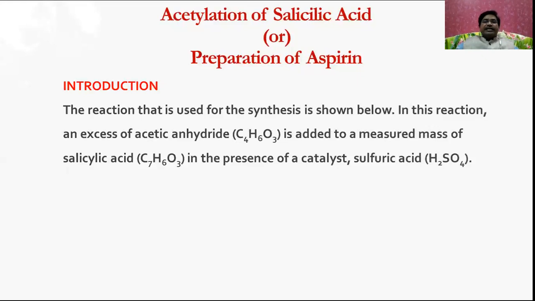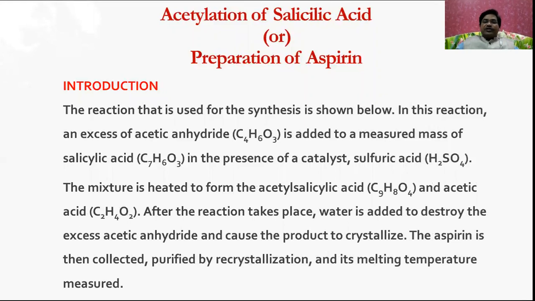In this reaction, an excess of acetic anhydride is added to a measured mass of salicylic acid in the presence of a catalyst, in general sulfuric acid. The mixture is heated to form acetyl salicylic acid and acetic acid. After the reaction takes place, water is added to destroy the excess acetic anhydride and cause the product to crystallize. The aspirin is then collected, purified by recrystallization, and its melting temperature measured.